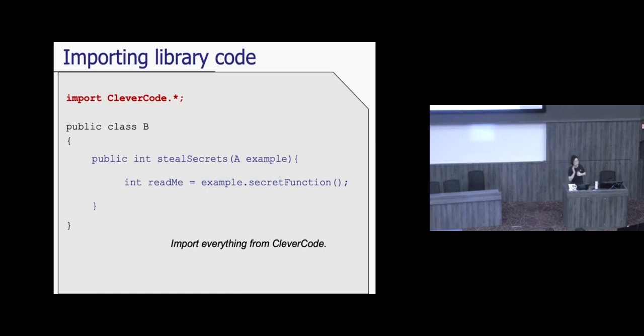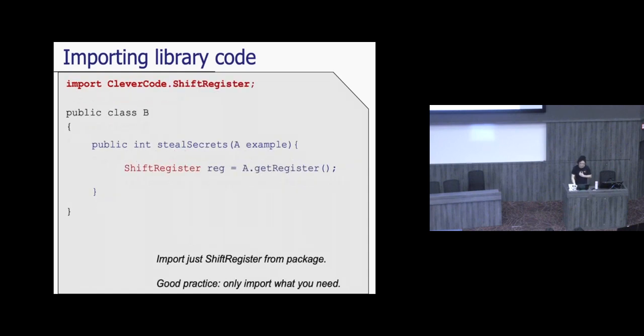For example, you have a file called clever code and it has a bunch of classes. To import all the classes from clever code, this is one way you would do it. You would write at the top clever code.*. Now, I think in your problem set, you might see some import lines here. Let me explain what they mean.